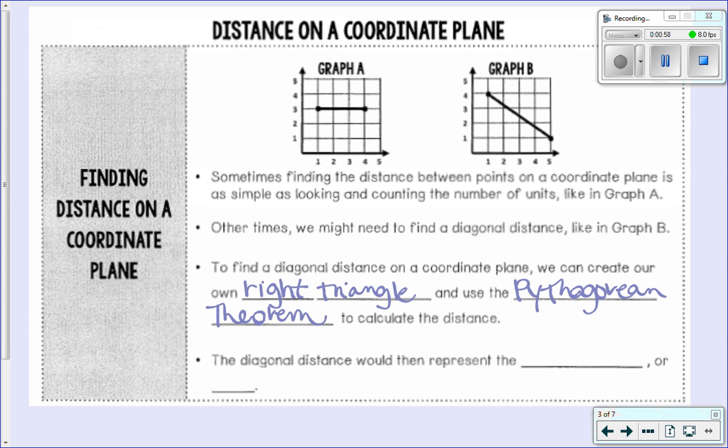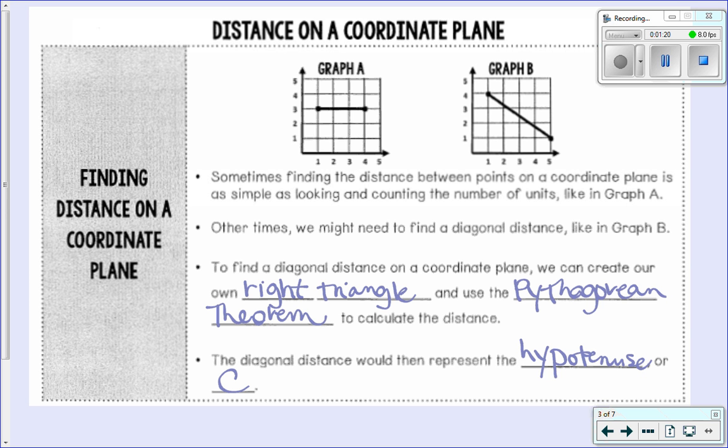The diagonal distance would then represent what? What part of the triangle? What do we call it? The hypotenuse. Good. Then we represent that as what letter? You got it. C.